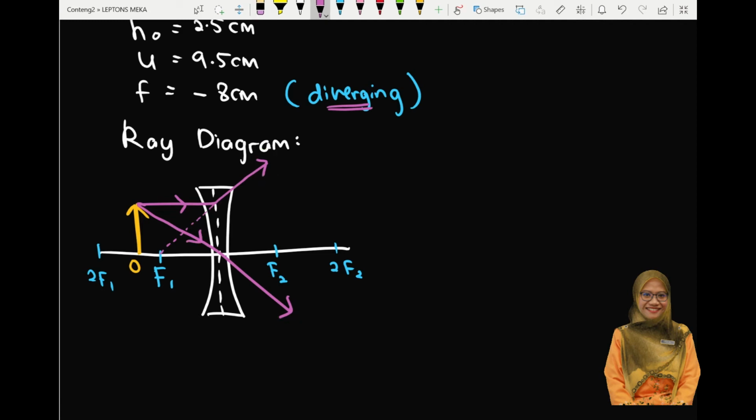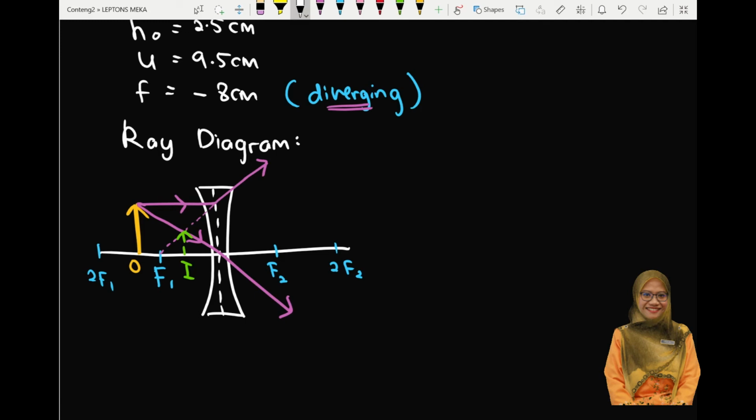Now we can see the intersection of the refracted rays, and this is where the image is formed. So the image is right here. We use the dotted line because it is a virtual image. Okay, settle for the ray diagram.